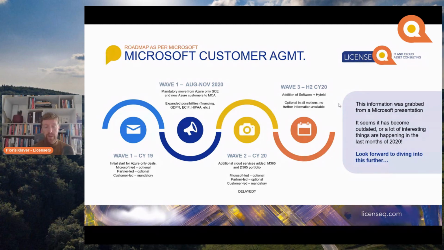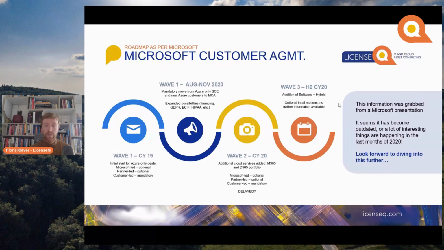Now is where it gets interesting. What they stated back in the day was that in calendar year 2020, which we've already passed, they would add different cloud services like M365 and the D365 portfolio. They will be optional for Microsoft-led, optional for partner-led, and mandatory for customer-led or self-service.